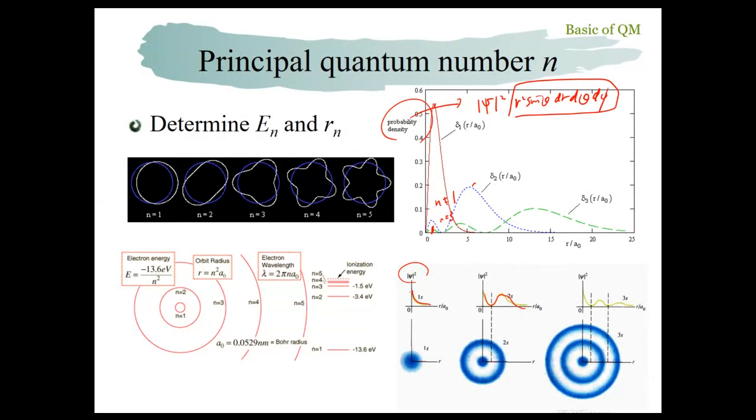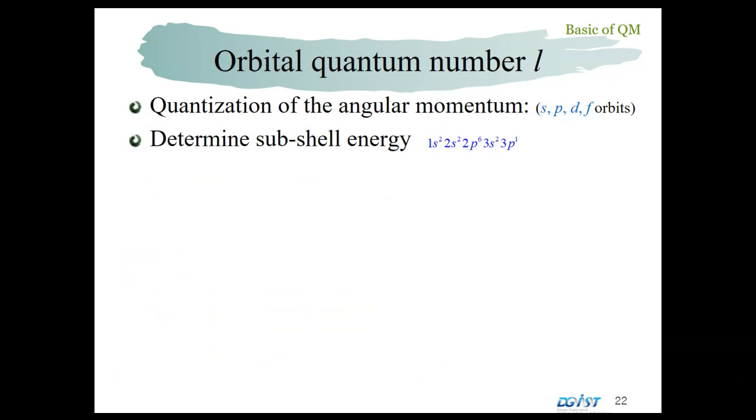So maybe some students have a question, how can you distinguish the electron here and here? But the difference is only the energy, and as you know, the exact position of the electron is not measurable. We just know the probability. Okay. And let's move on to the next one. Next quantum number, the orbital quantum number L.